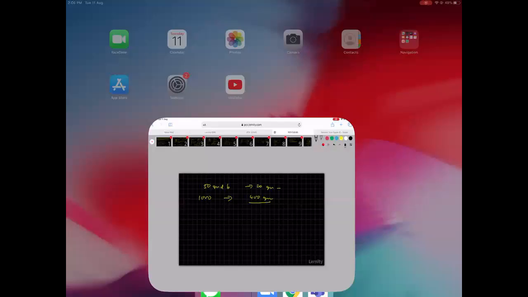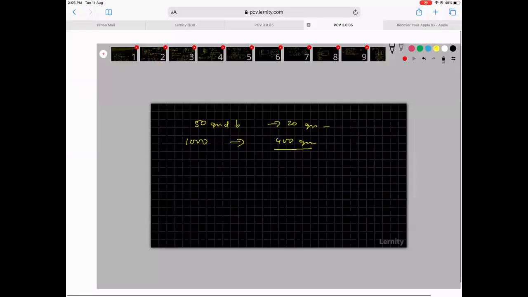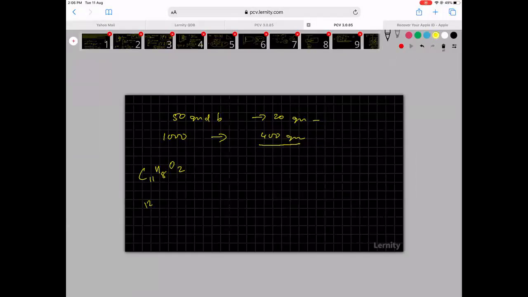So it is C11H8O2, 12 into 11 plus 8 plus 32. So this is 132 plus 8 plus 32, so this is 172, so 400 by 172. So assume it is equal to 2.3. So it is approximately 2.33, you put it, no problem.